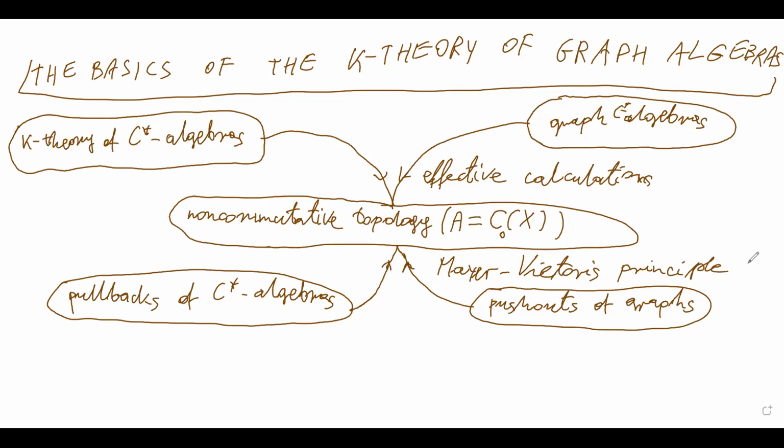So here for graph C*-algebras, we can express them in terms of their graphs, and what is very important for us, we can go much further. Under some assumptions, we can understand pullbacks of C*-algebras as pushouts of graphs. And this is the new stuff. This is where we have this interaction. This is where we have new results.